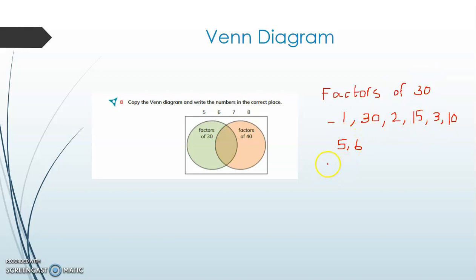Now let us find, before writing them in the place, because we want to know whether any value comes in the common area, the intersection, we have to find factors of 40 as well. So let us find the factors of 40. 1 and 40 are factors. We know 40 is an even number, so 2 is also a factor of 40. 2 and 20 are factors.